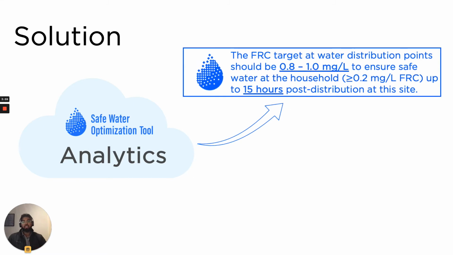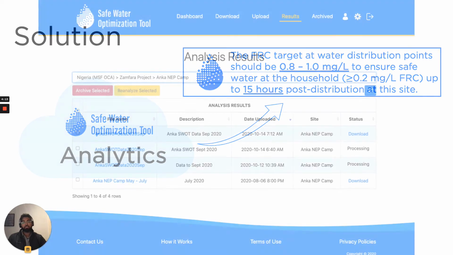On the basis of these analytics, the SWOT generates a recommendation sent by email to field workers on how much chlorine they need to have at tap stands in order to ensure the water remains protected for a length of time that they specify based on local conditions.